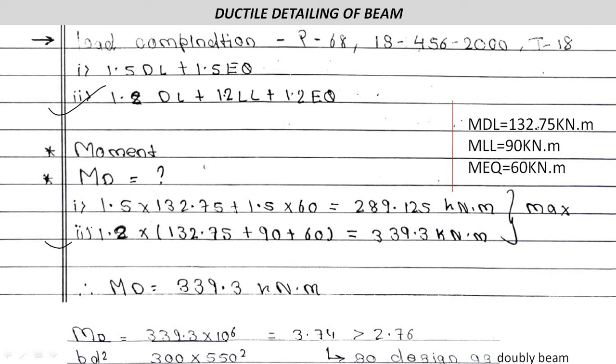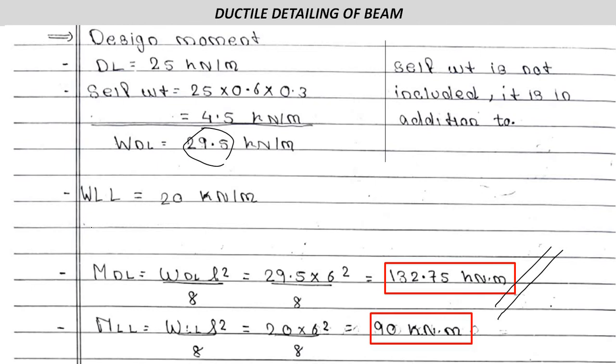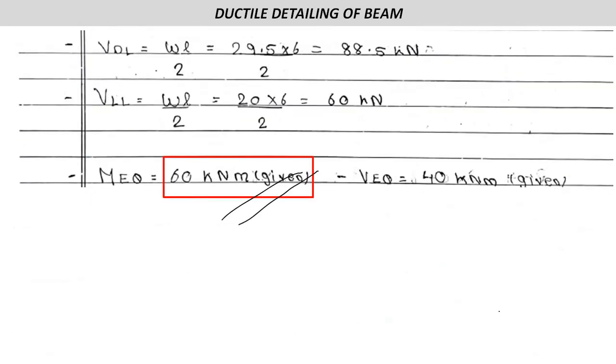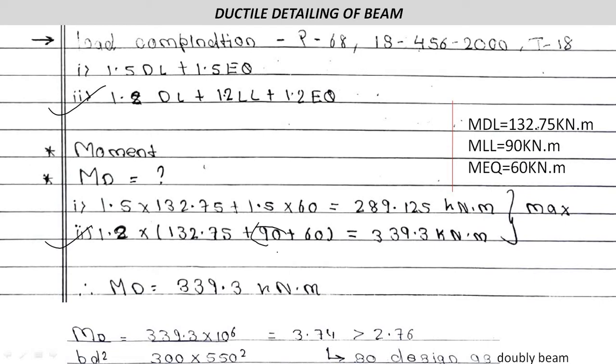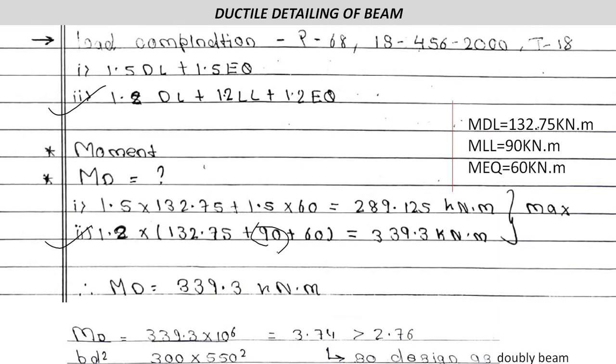Now we will use the second combination, 1.2 dead load plus 1.2 live load plus 1.2 earthquake load. So 1.2 times the dead load 132.75, plus the live load, which we will use as 90 kilonewton into meter, and the earthquake load, which we will use as 60 kilonewton into meter. So we have found the value as 339.3 kilonewton into meter. From these two combinations we have to use the maximum value as the M_D, which is the maximum moment.